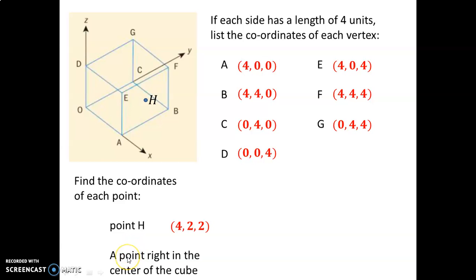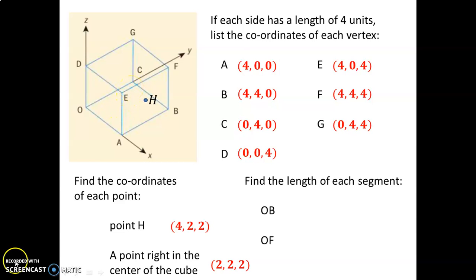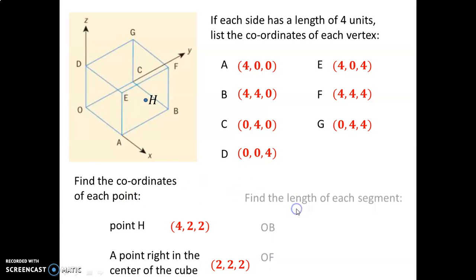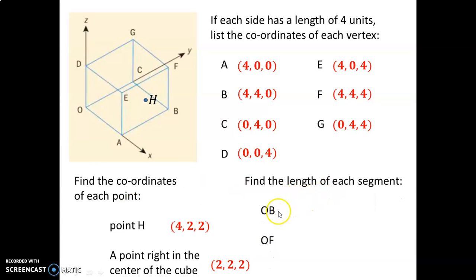Now find the coordinates of a point right in the center of this cube. Well, that point will be (2, 2, 2), because you'll go 2, 2, and 2, and then you'll be sitting right in the middle there. Okay, so we're ready to try another one. The question now is, find the length of each segment, OB and OF.